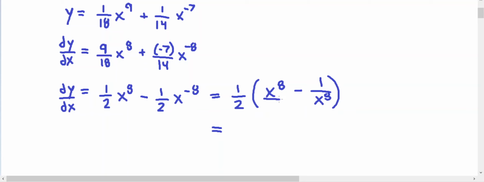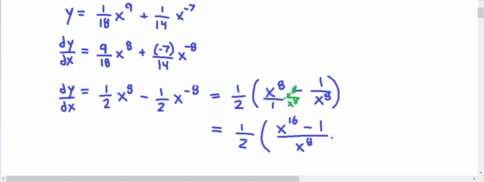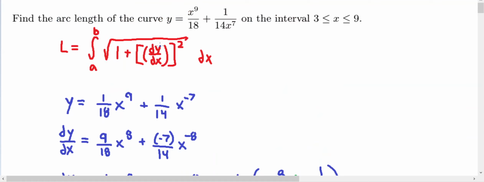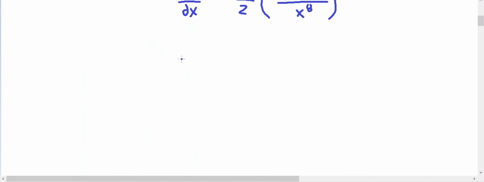So let's get a common denominator. Basically need to multiply by x to the 8th in both top and bottom here. So we're left with 1 over 2 times x to the 16 minus that 1 all over x to the 8th. All right, so this is dy dx. But from our formula up top, we need the quantity dy dx all squared. So let's compute that here.